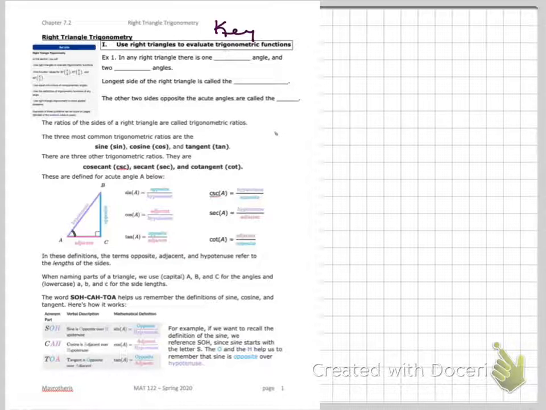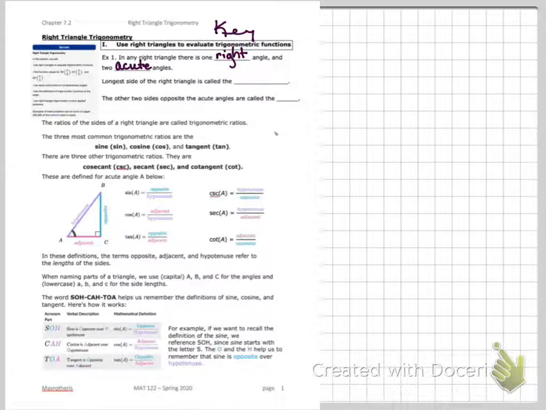So, example 1, in any right triangle, there is one right angle and two acute angles. Keep in mind the reason it's called a right triangle is because it has that right angle in it. That right angle is a 90-degree angle. You may remember from geometry that all three angles in a triangle always add to 180. So that means if one of those angles is a right angle and taking up 90 degrees of that 180, the other two have to add to 90 as well, okay?